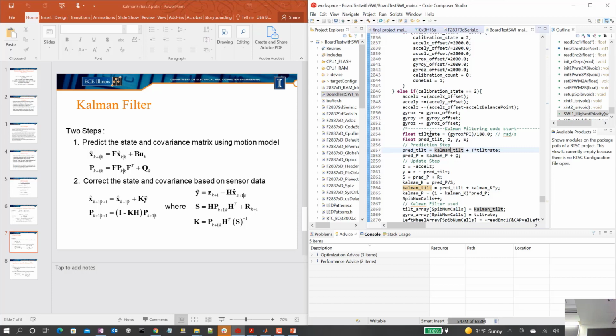Then my corrected tilt is equal to what I predicted, that sample, plus the Kalman gain times that error, the error Y. And then my corrected covariance is 1 minus the Kalman gain times the prediction's covariance. See that? Okay. And then you're ready to use what? You're ready to use Kalman tilt. And that's what we do. Kalman tilt is our best guess, or best information we have to that point. That's what we will use in our controller for the tilt.